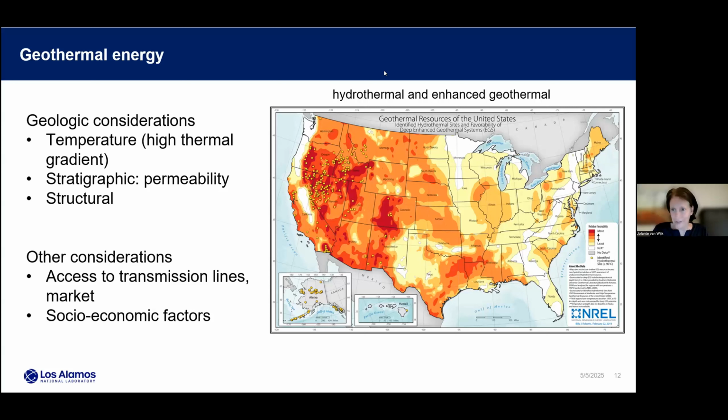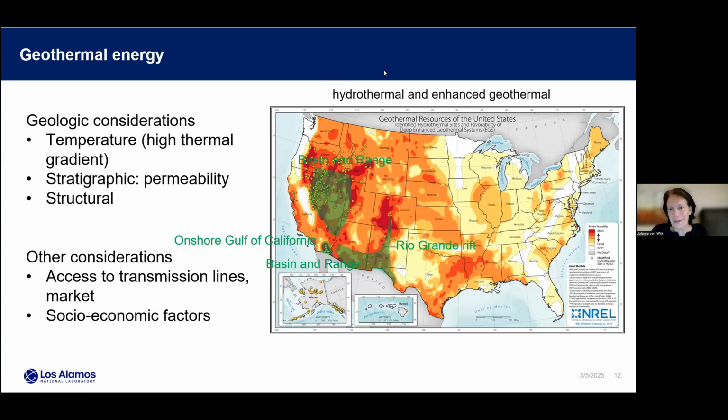For geothermal energy, if we're looking at favorability, we're looking at different geologic considerations. Temperature: we're looking for high heat flow, high thermal gradients. Stratigraphy: we prefer a permeable geothermal reservoir, so that creating and keeping permeability wouldn't be as big a problem. And of course, the structure of the subsurface. Other considerations include access to transmission lines or power lines, the market, and of course, all kinds of socio-economic factors.